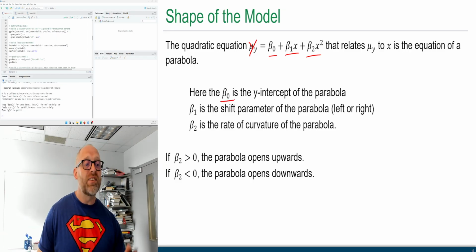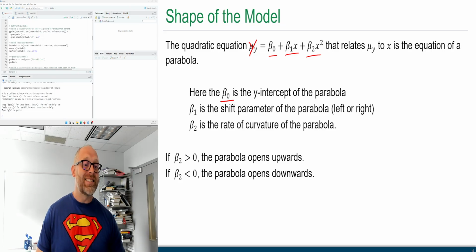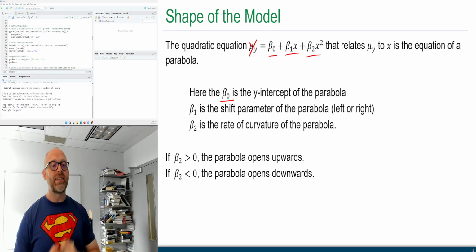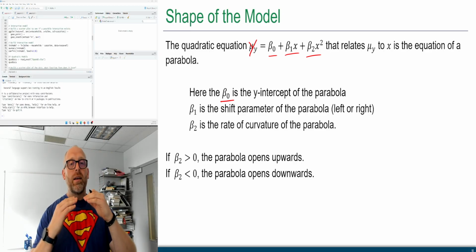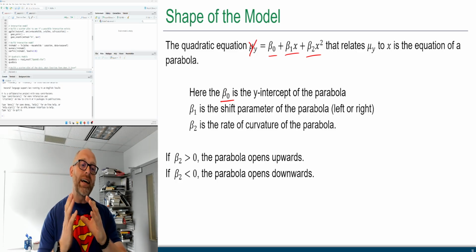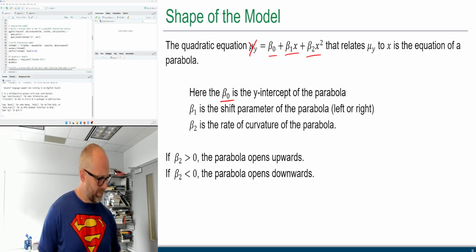So here, beta naught, again, no change here. This simply represents our y-intercept of the parabola. So where does it cross the y-axis? Beta 1 is the shift. So if beta 1 is 0, then when it's at its lowest point or its highest point, depending on if the parabola is going up or down, that's where it's crossing. If it's not equal to 0, then we're shifting that highest or lowest point over along the x-axis.